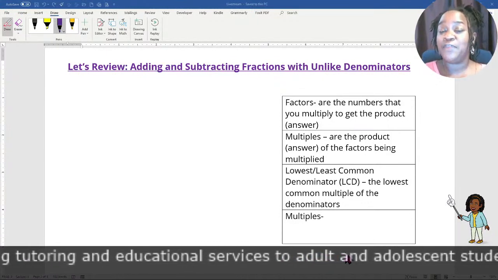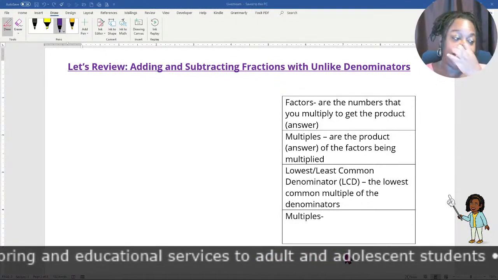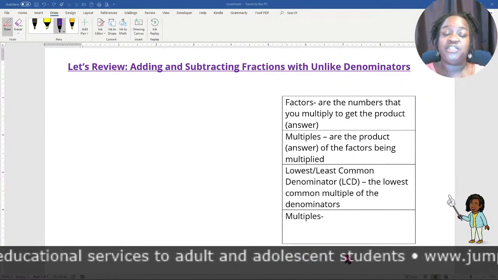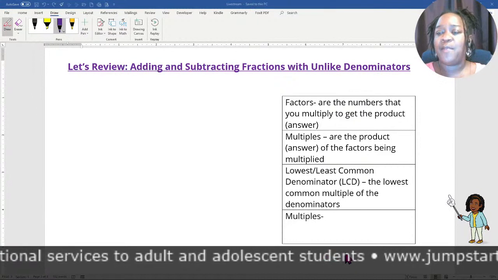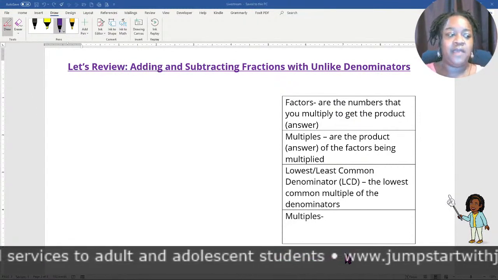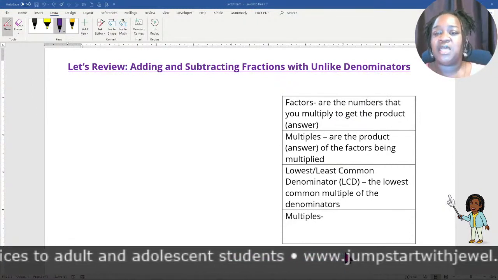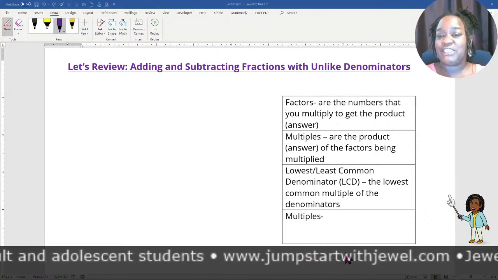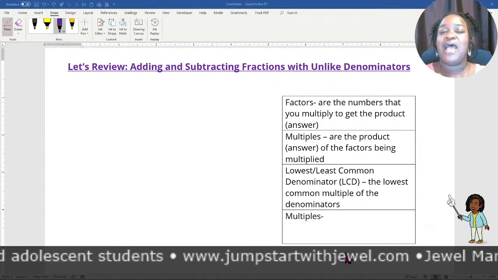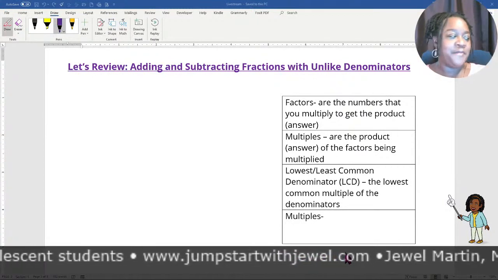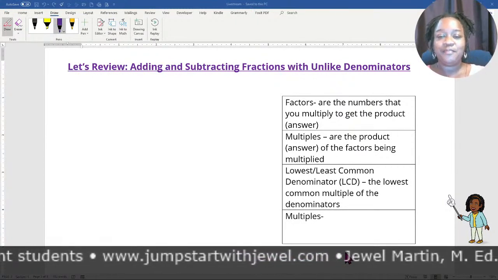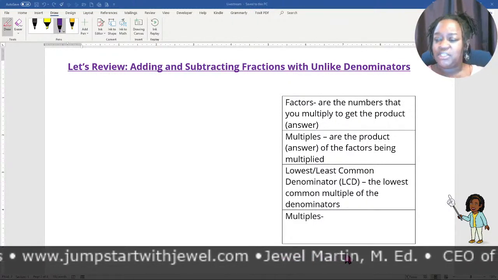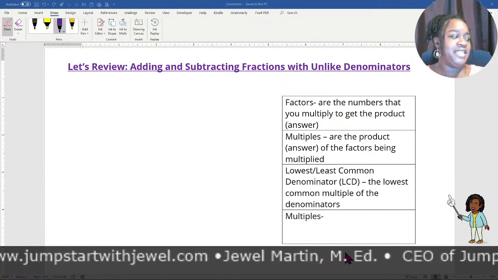I'm just doing a review before I go to the next topic when I come on tomorrow with fractions. I wanted to review one more time. I did a live last week about adding fractions with unlike denominators, and then yesterday we did subtracting fractions with unlike denominators. So I just wanted to do a review and make sure it's crystal clear. And if anybody has any questions, you could put them in the chat.